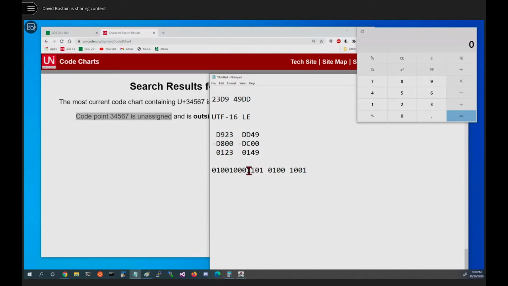So we need 4 in the end. 4, 4, 4, 4, and 4. We have 1, 2, 3, 4. There's 16 bits. We knew we needed some more bits over here to the left. Let's write those out in hex. We have 4, 8, D, 4, 9.